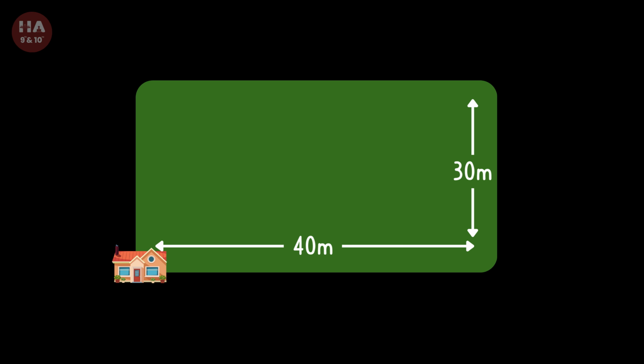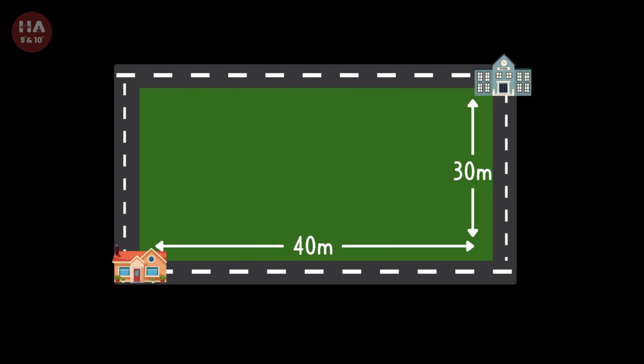Let's say this is the view of a park from the top, whose length is 40 meters and width is 30 meters, and your house is here, and your school is at the other end of the park there, and there is a road all along the park. Now let's say you travel to your school like this, along this road, and then along this road.